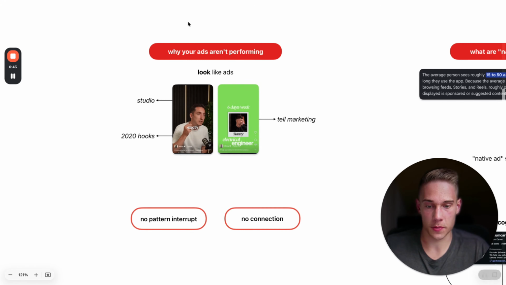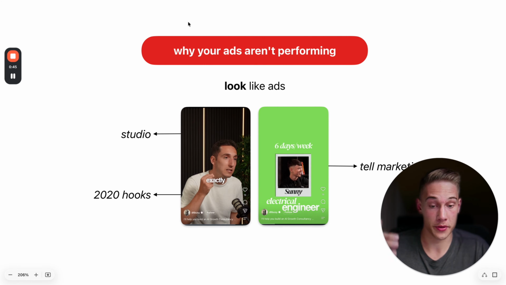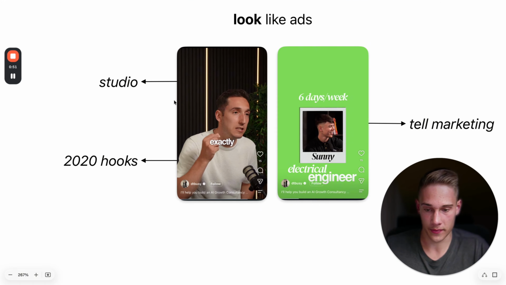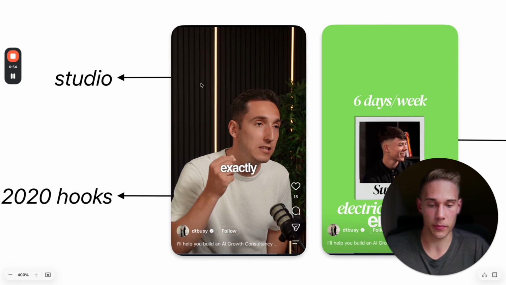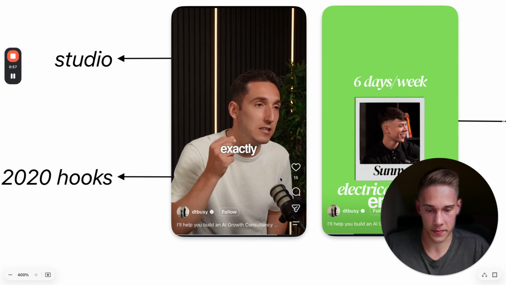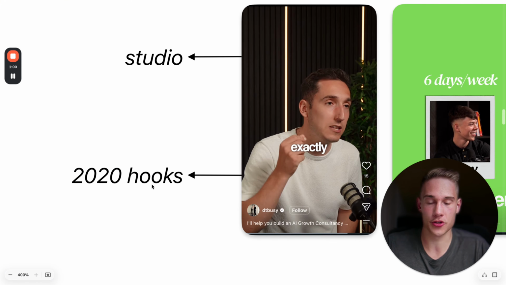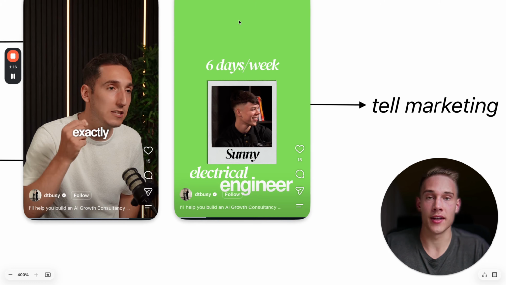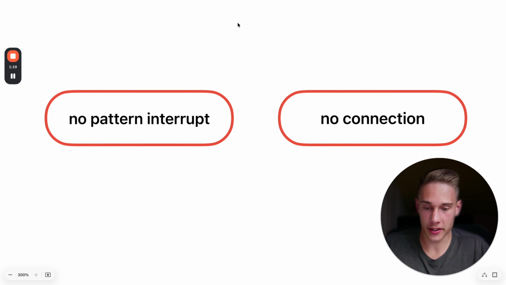Now, why aren't your ads performing like they used to a few years ago? It's firstly because they look like ads. And this right here is a perfect example. It's filmed in a studio with a wooden panel background, a couple of light strips, a podcast microphone. It starts with a generic hook people have literally heard thousands of times by now, and instead of showing Sunny as an electrical engineer working on the job site, they just used a picture of him and essentially overlaid that with a green background.